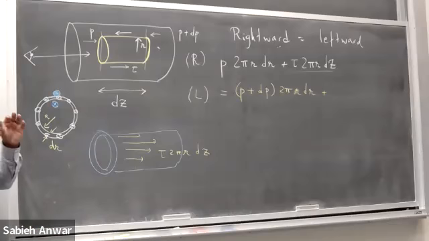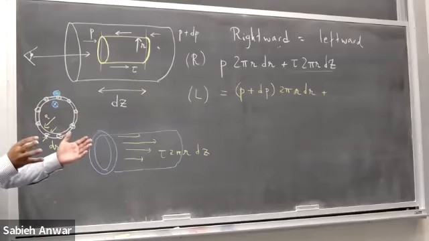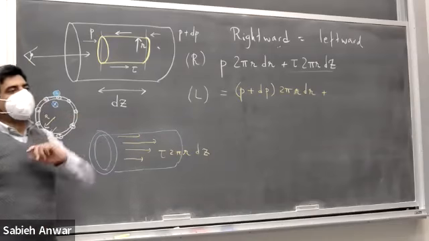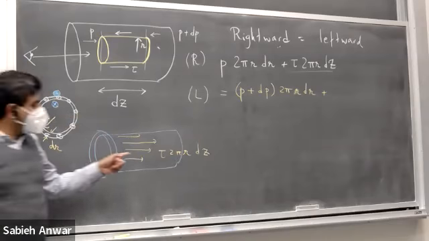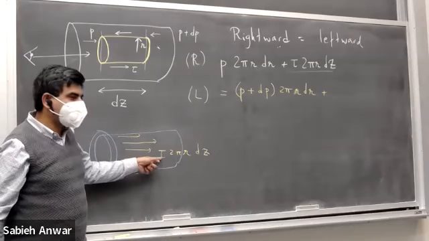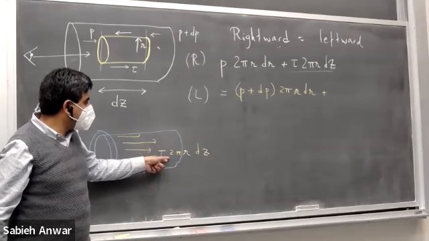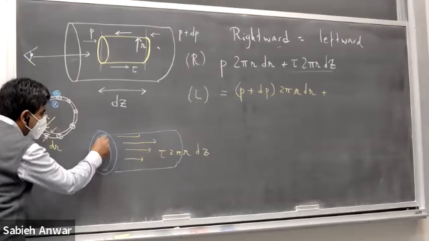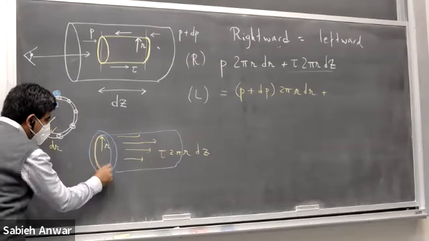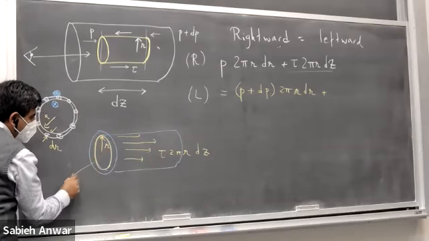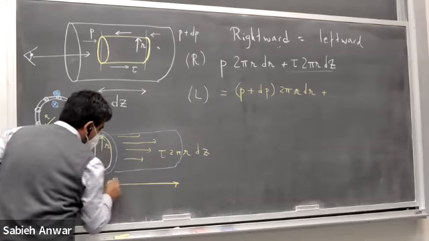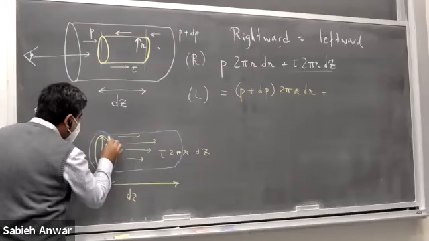So now we have a cylinder and we're trying to have forces on the inner periphery of the cylinder acting towards the right. And the forces are the shear stress multiplied by the area. This distance is r, so this circumference is 2 pi r. And you multiply this with the length dz, you get the inner area.